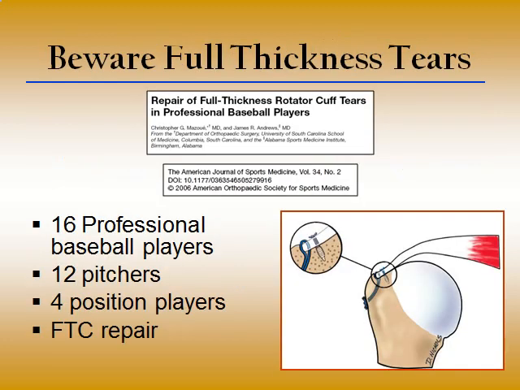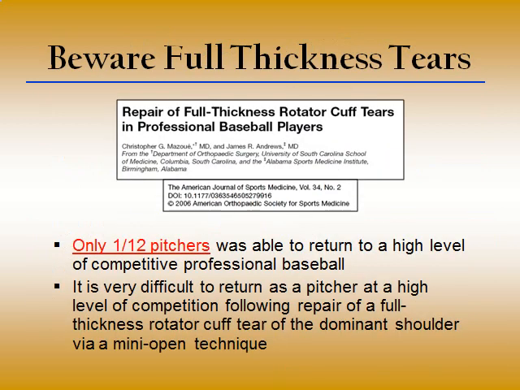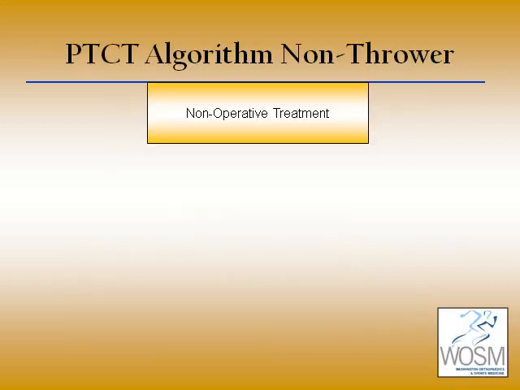Beware of the thrower with full thickness tears. This study out of Andrews has shown that in a group of 16 professional baseball players, 12 of whom were pitchers, that underwent a full thickness cuff repair using an open technique, only one of the 12 pitchers was able to return to a high level of competitive professional baseball. It is very difficult to return as a pitcher at a high level of competition following repair of a full thickness cuff tear of the dominant shoulder using a technique at least.